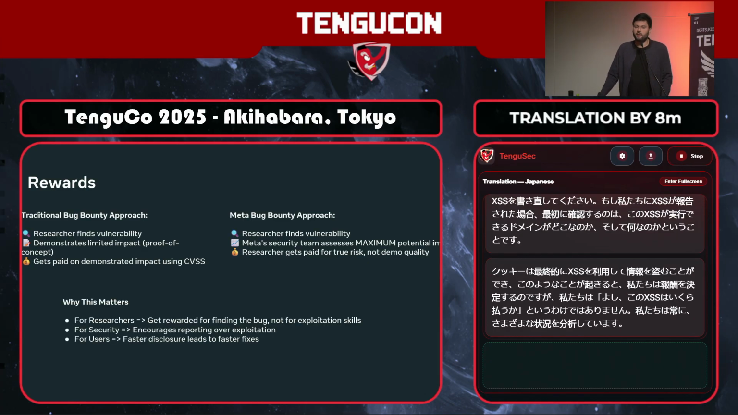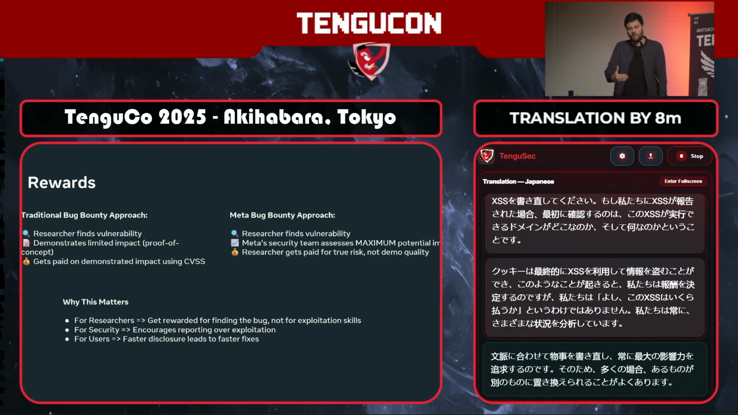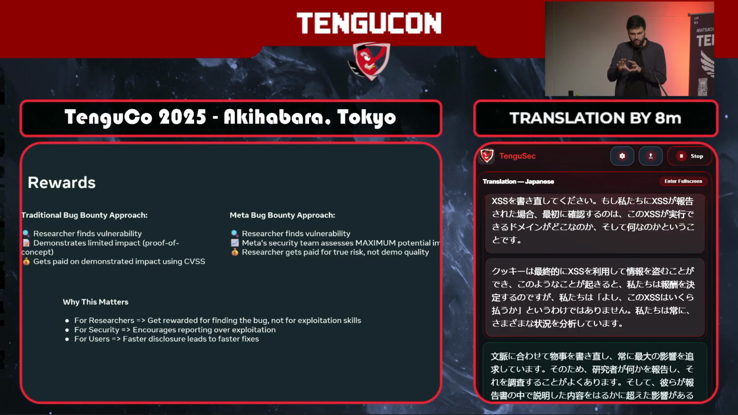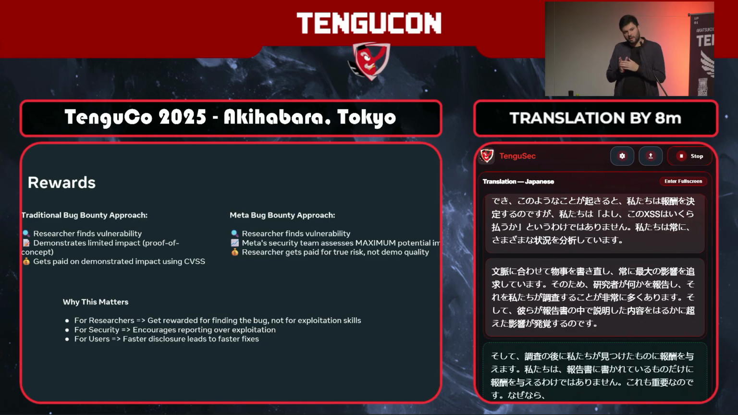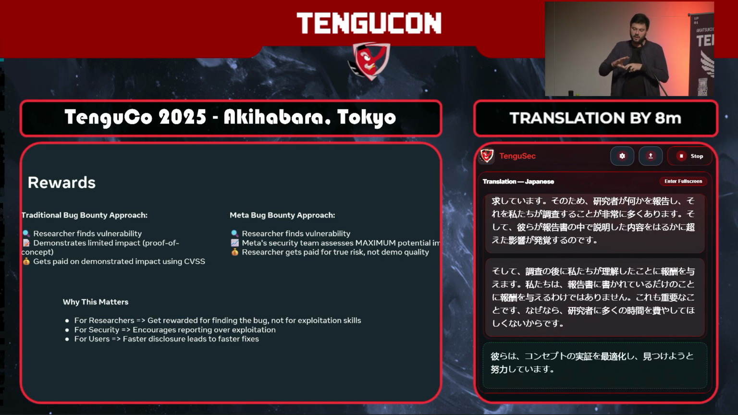So it happens very often that a researcher will report something, and then we investigate. We figure out that the impact goes way beyond what they explained in their report, and we reward for what we figured out after the investigation. We don't reward for just what is written in the report. This also is important because we don't want researchers to spend a lot of time optimizing their proof of concept and trying to find the maximum impact and to escalate all the privileges they have. And we don't want them to waste all this time doing that. We are going to do that for them. We want them to report the issue as soon as possible.